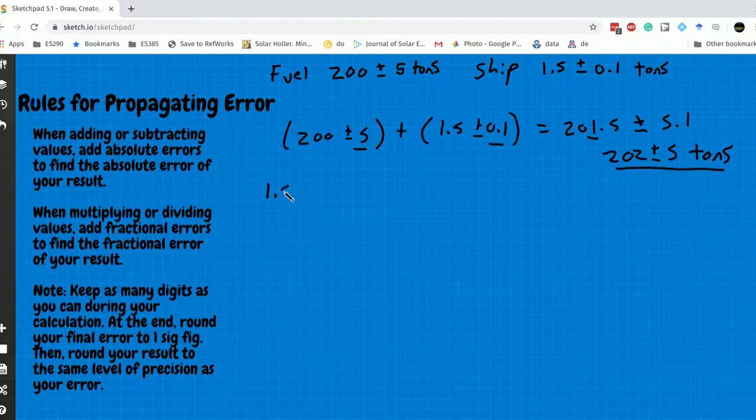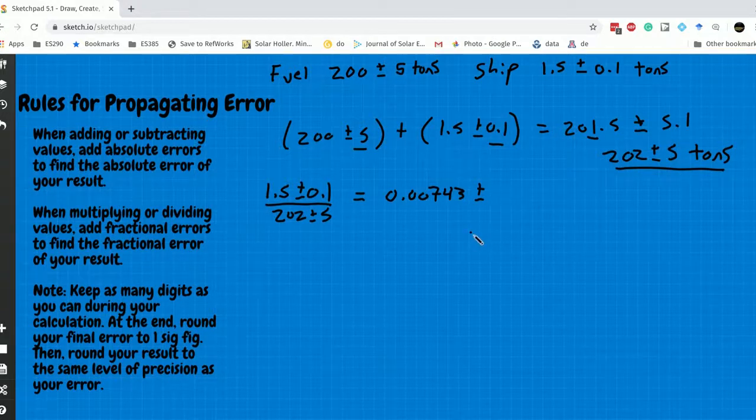In this case, we'll divide 1.5 plus or minus 0.1 by 202 plus or minus 5. This will tell us the fraction of the total weight that is represented by the ship alone. Like we did before, we'll begin by calculating a value first, and we'll worry about the error a little bit later. So we'll divide 1.5 by 202. If we plug that into our calculator, what I get is 0.00743, and plus or minus some error that we still need to determine.